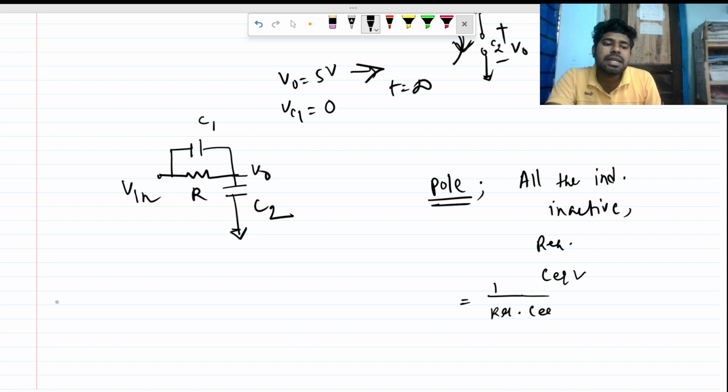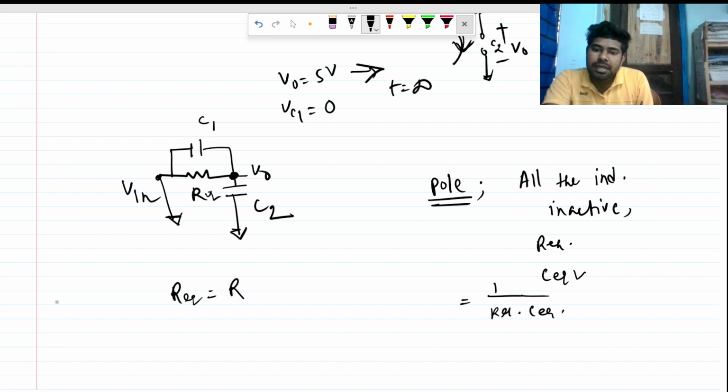times C equivalent. Okay, so if this is our V in and this is a voltage source, and if this is inactive, it will be a short circuit to the ground. Okay, now we can see that there is only one effective node. So what is the equivalent R here? So R is nothing but this R only. Okay, and what is the equivalent capacitance? C equivalent.